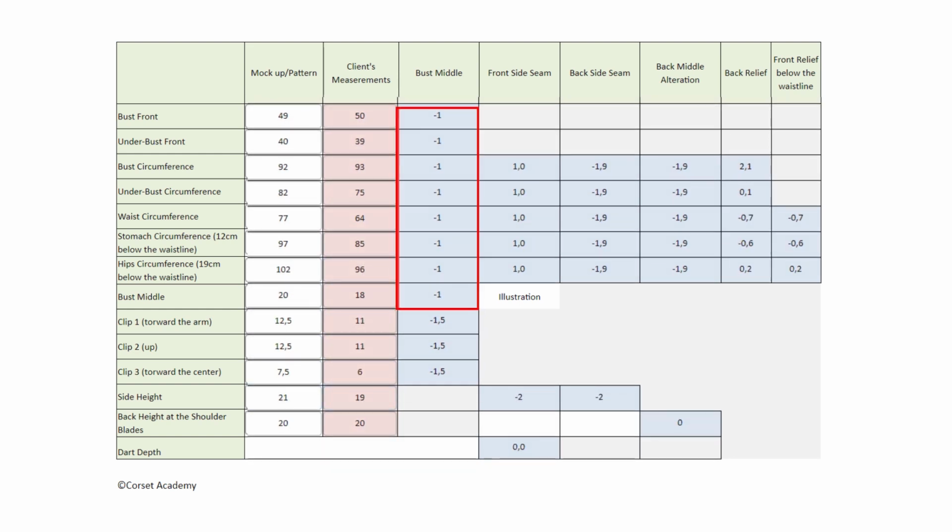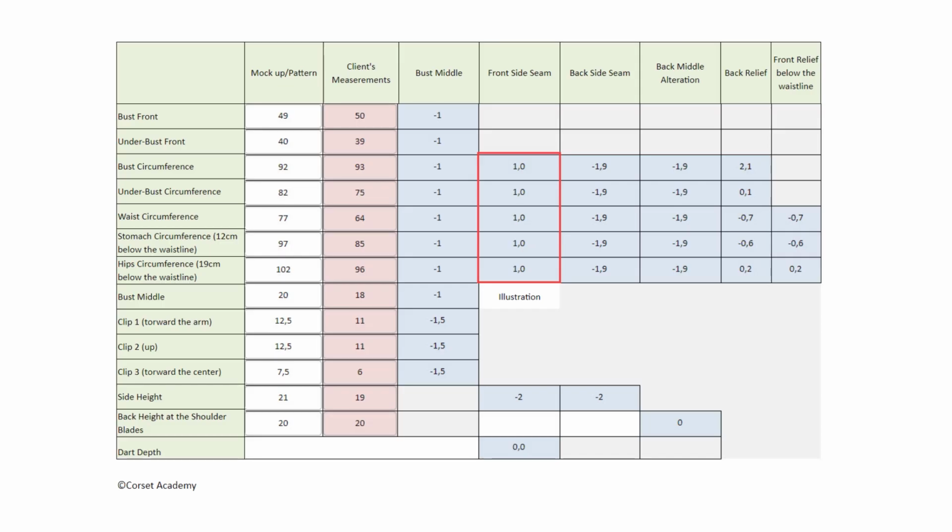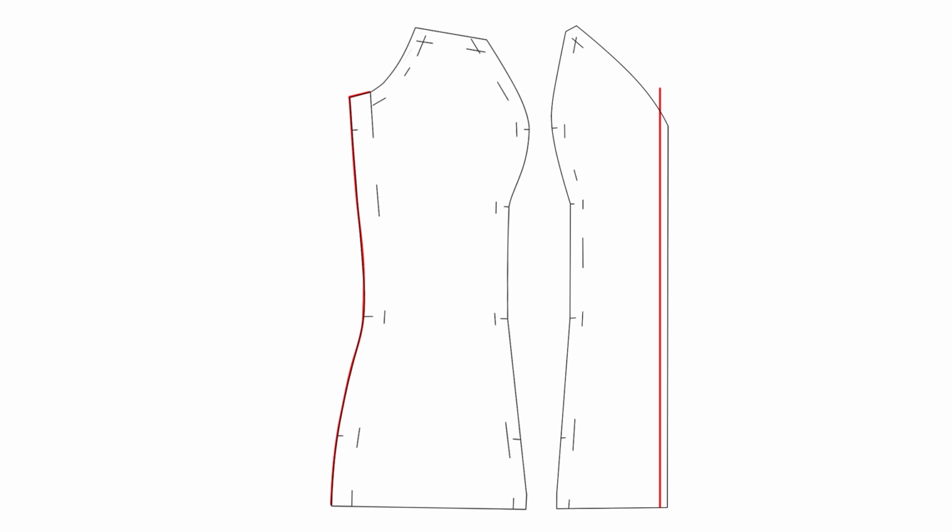Let's look at the bust middle column. All the values associated with the alterations on the lines of the bust, under bust, waist, stomach, and hips, including bust middle, are equal to -1. This means that the pattern should be reduced by 1 centimeter on the front center line. Let's look at the column front side seam. All the values are equal to 1 centimeter. Therefore, the pattern should be increased by 1 centimeter on the front side.